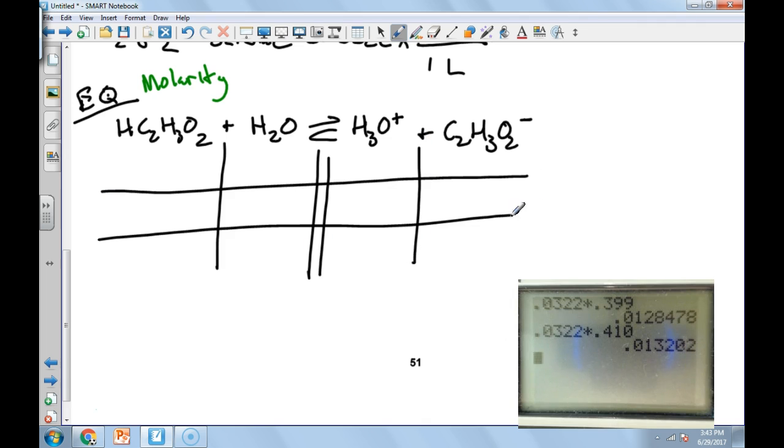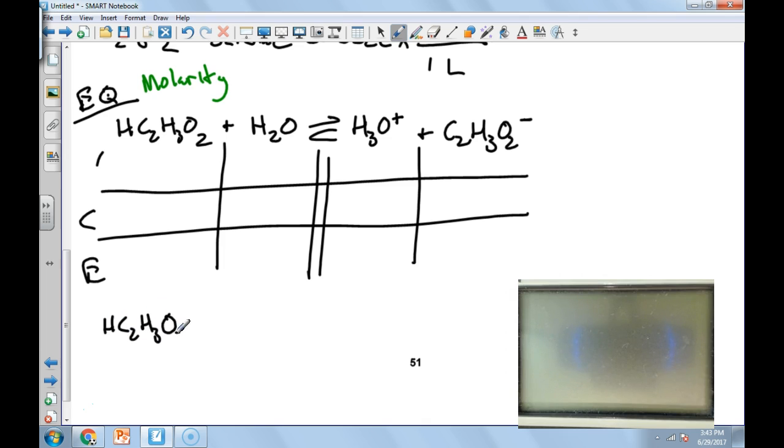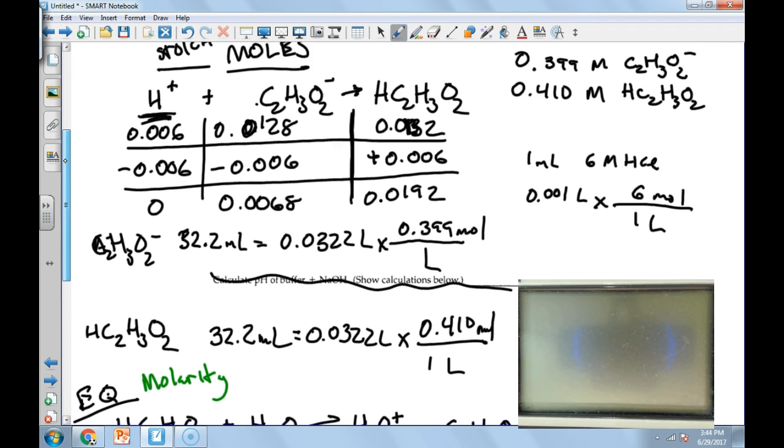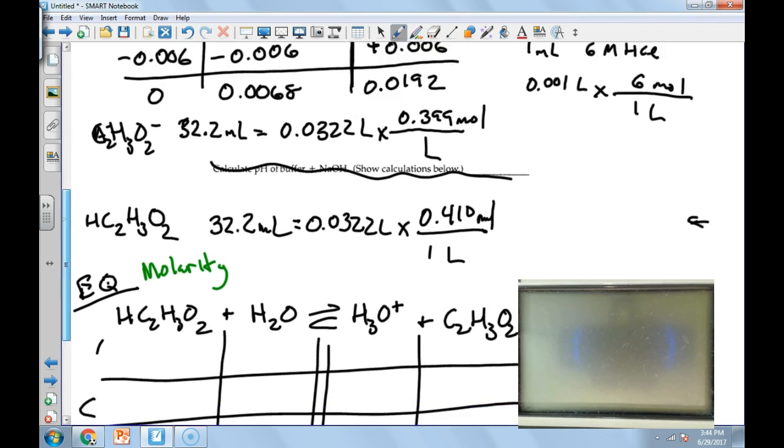Okay, ICE. I have heard people call it a side chart or a side table. That's where start, subtract, I don't know, addition or subtract, I don't know, and then difference, that's what it is. D is difference and E is end. But I use ICE, initial, change, equilibrium. And then for HC2H3O2, the initial concentration of this is, okay, well, that's how many moles we have.